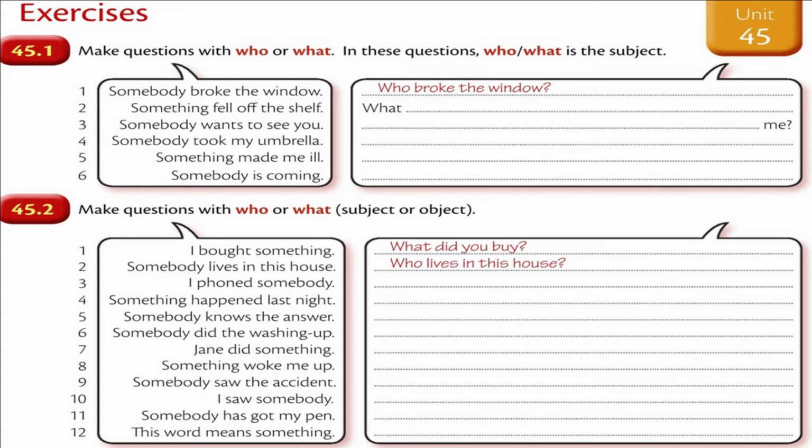Number 8. Something woke me up. What woke you up? Number 9. Somebody saw the accident. Who saw the accident? Number 10. I saw somebody. Who did you see? Number 11. Somebody has got my pen. Who has got your pen? Number 12. This word means something. What does this word mean?